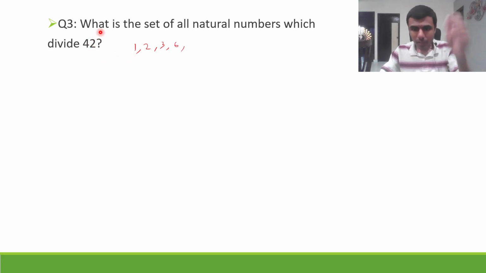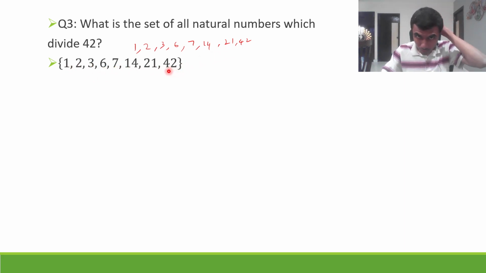Next, 7? Yes, 7 sixes are 42. Anything else you get in this? You can get 14, because 3 14s are 42, and 2 into 21, and 42 itself. So you get 1, 2, 3, 4, 5, 6, 7, 8.